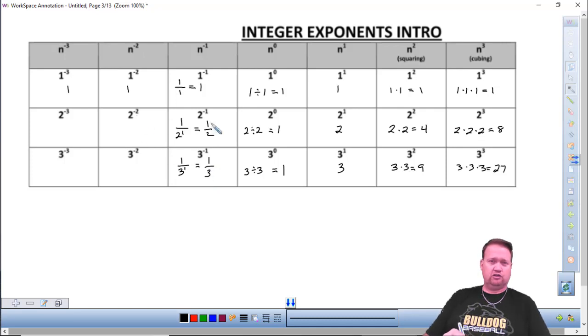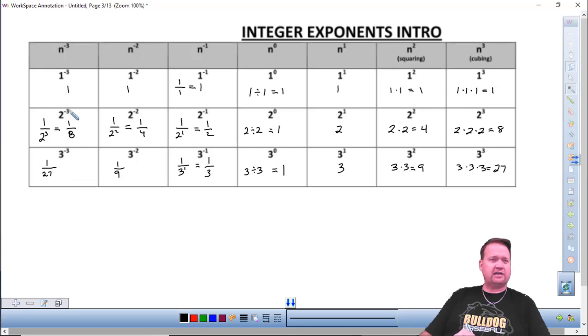And if you take a look, 2 squared was 4. So 2 to the negative 2 is really 1 over 2 squared, and that's 1/4. If we follow the pattern, 3 to the negative second should be 1 over 9. For 2 to the negative third power, we can look over here and see that 2 to the third power was 8. So 2 to the negative third is really a fraction: 1 over 2 to the third, which is 1 over 8. And 3 to the third was 27, so 3 to the negative third power is 1 over 27.